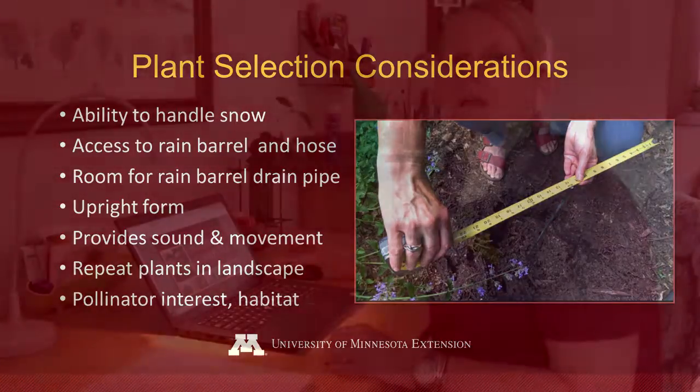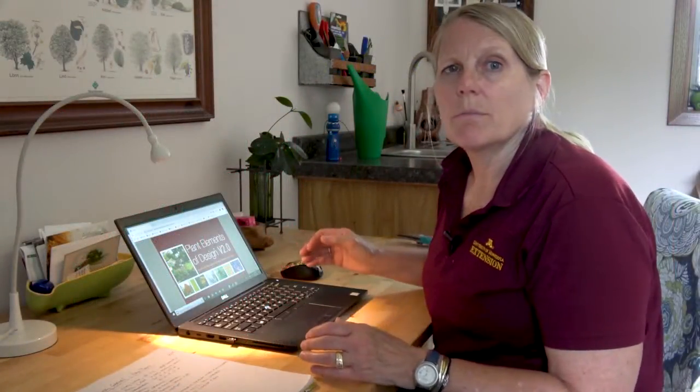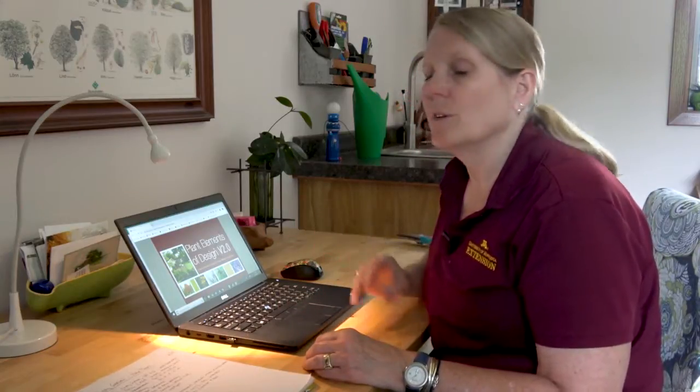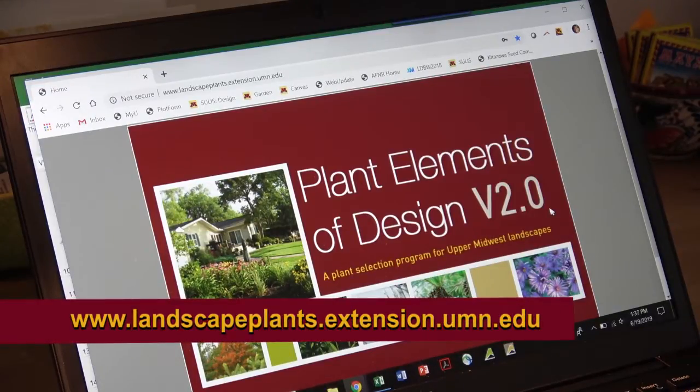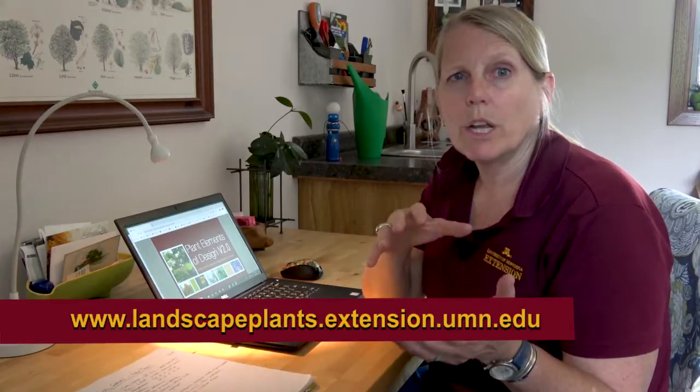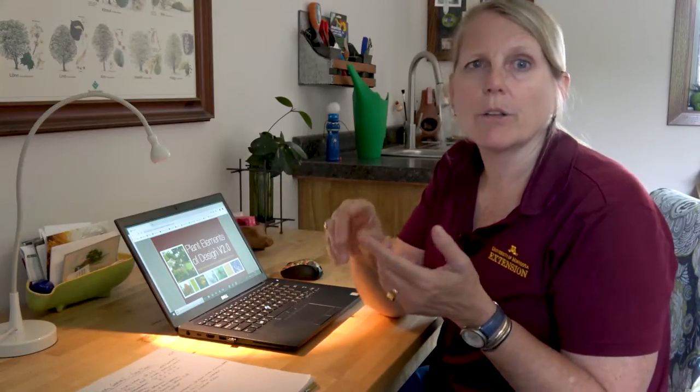And then last but not least, and really important, is pollinator interest, pollinator habitat, and food opportunities. So in order to choose plants that fit those characteristics, I'm going to use a database from University of Minnesota Extension called the Plant Elements of Design. Now this is a database of plants. It's not a design program. It's about 2,800 plants, both woody, like shrubs and trees, etc., and herbaceous plants, perennials, annuals, some fruits and vegetables.